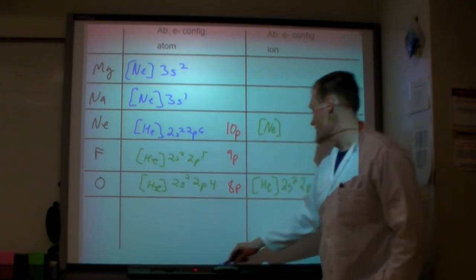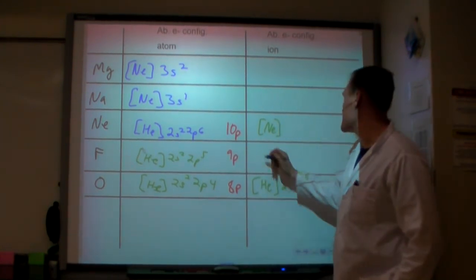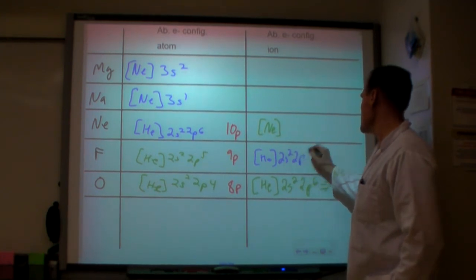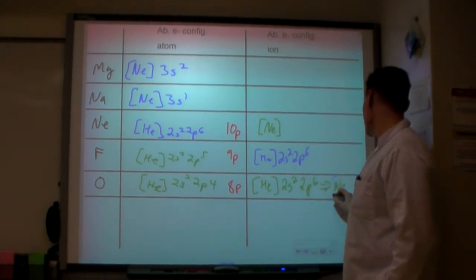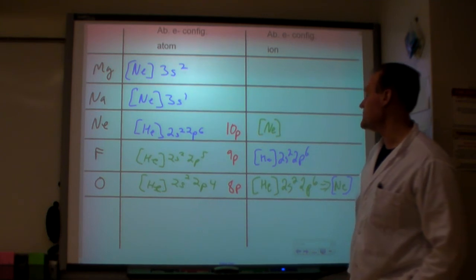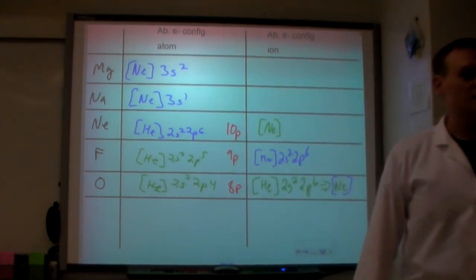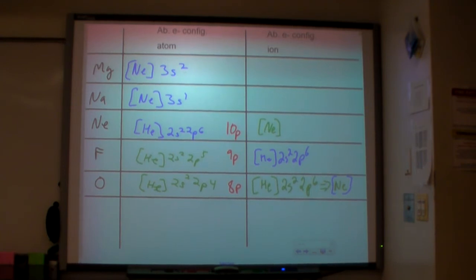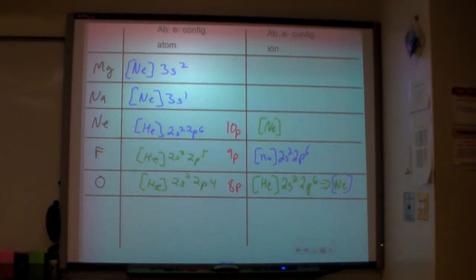How many protons for fluorine? 9 protons. And its abbreviated electron configuration is also going to be He, 2s2, 2p6, or you could write it as Ne in brackets like we had done in the last step. So what did you notice about all the electron configurations that we've got so far for the ions of fluorine and oxygen? They're the same as neon. So all those end up being identical to neon.